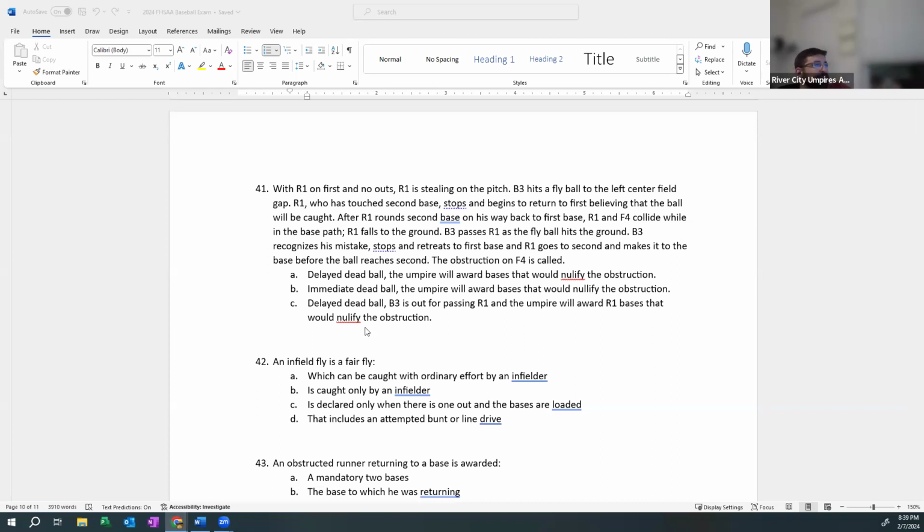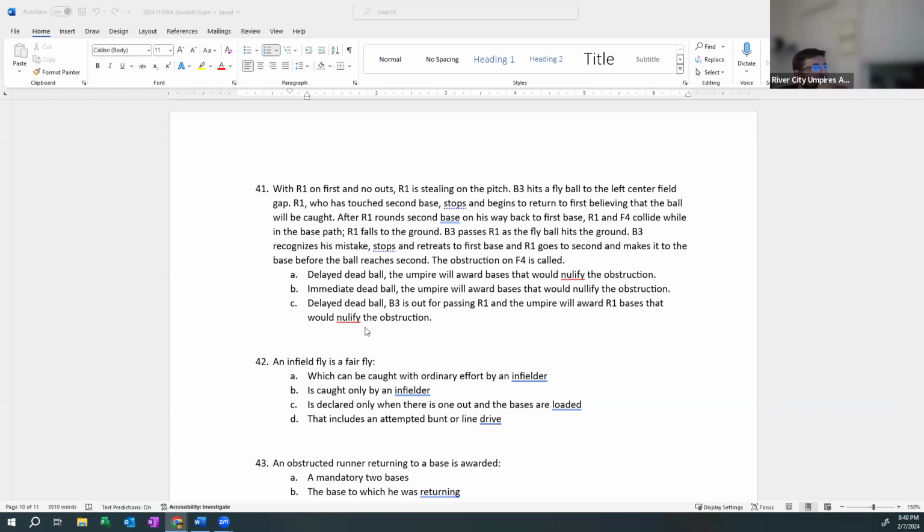Ah, this is a good one. With R1 on first and nobody out, R1 is stealing on the pitch. B3 hits a fly ball to the left center field gap. R1, who has touched second base, stops and begins to return to first, believing that the ball will be caught. After R1 rounds second base on his way back to first, R1 and F4 collide on the base path. R1 falls to the ground.